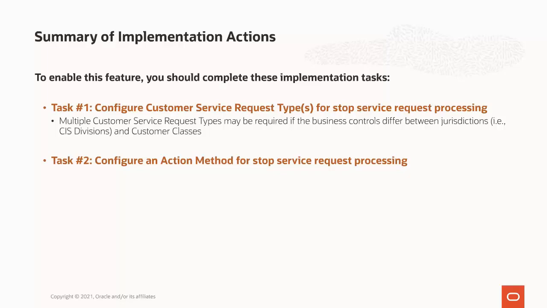These contain the business rules or configuration options and extension points to support various business requirements. Stop service request process flows and related customer service requests use these for processing stop service requests. Multiple customer service request types may be required if the business controls or configuration options and/or extension points differ between jurisdictions, that is, CIS divisions and customer classes.